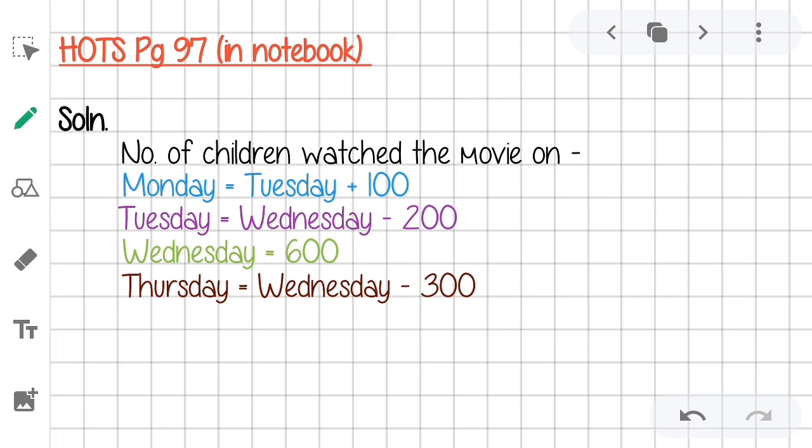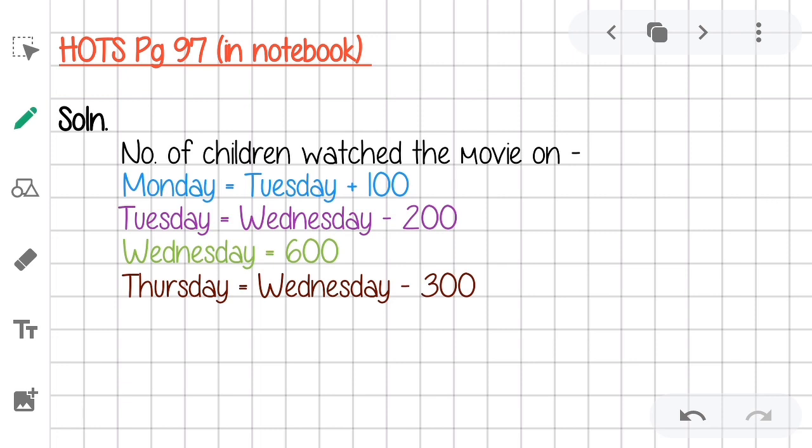So here children, to find out for Monday, we need to know how many children watched the movie on Tuesday. But we do not know how many watched the movie on Tuesday. So we have to calculate that first. On the next line it is given that to find out Tuesday, we need to know the number of students who watched on Wednesday first. Then only we can subtract 200 from it.